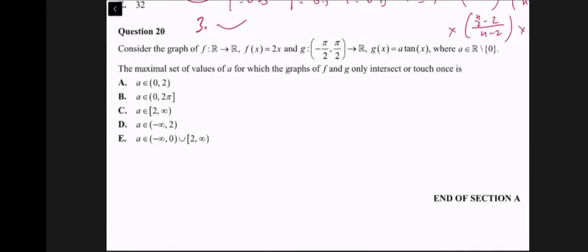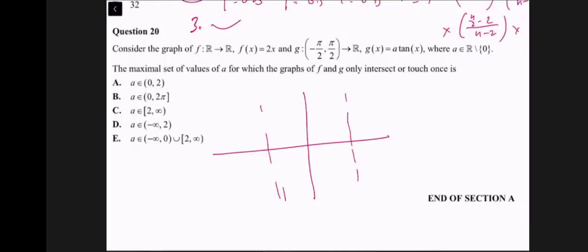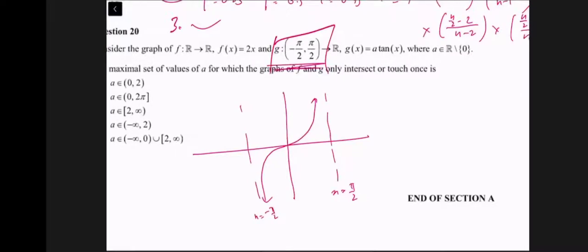So question 20. We want the maximum set of values for which f and g(x) only intersect once. If we consider g(x) first, because I guess it's the more complicated one, tan x is kind of like this. We know its asymptotes are x equals pi on 2 and x equals minus pi on 2, which matches the domain that's given. And we have f equals 2x, so f(x) is just a line through the origin. I'll just draw it like this for now.